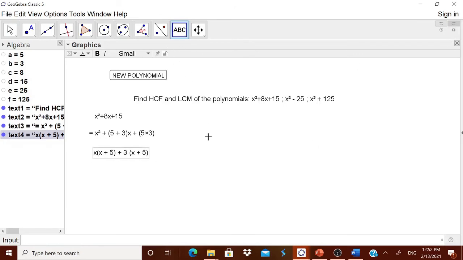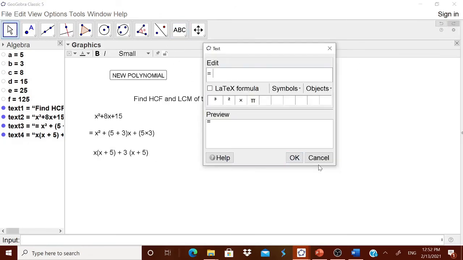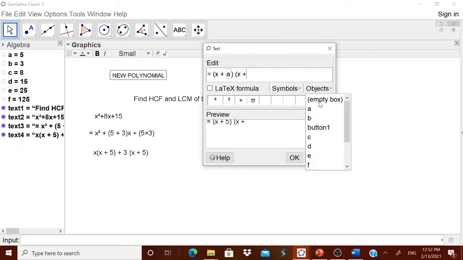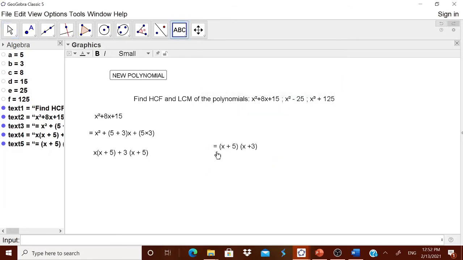I think equal sign you can put. No issue. Okay, is equal to. Now the final answer: x plus a into x plus b. Therefore, from the object x plus b. Okay, I think you got the factorization of the first polynomial.